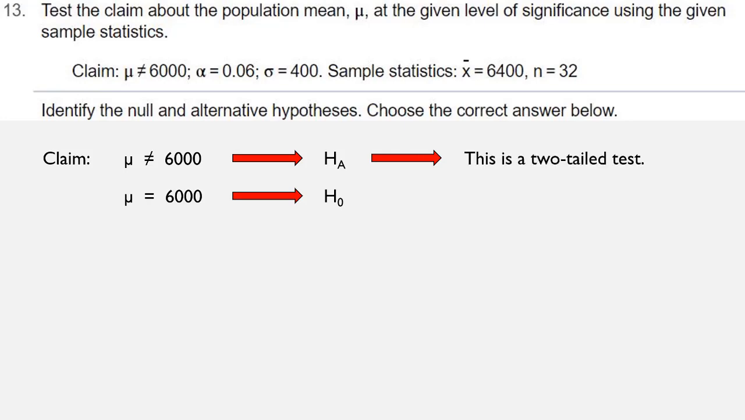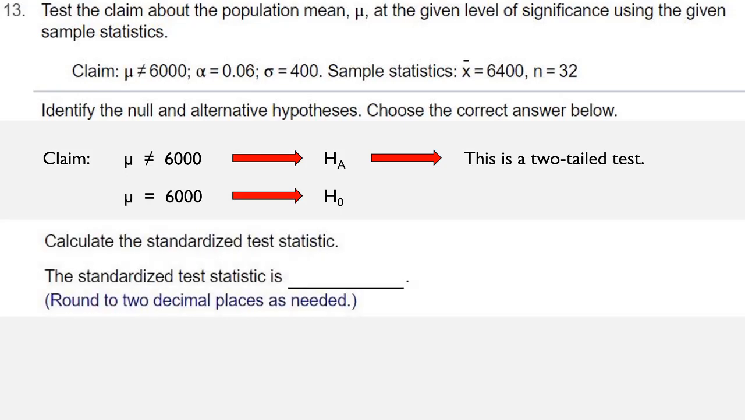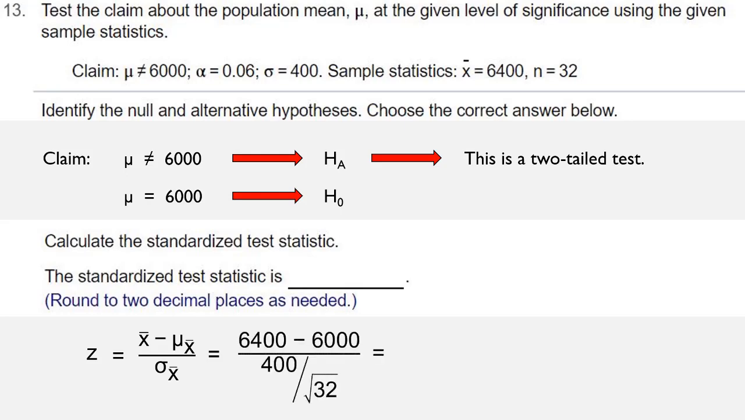So now we're supposed to calculate the standardized test statistic. To do that, we need to find a z-score. Z equals x bar minus mu of x bar over sigma of x bar. The x bar was 6,400. The mu of x bar is our mu, which is 6,000. Sigma is 400 divided by the square root of n, which is the square root of 32. When we simplify, we get 5.656854249, rounded to 2 decimals, is 5.66. So that's our standardized test statistic.